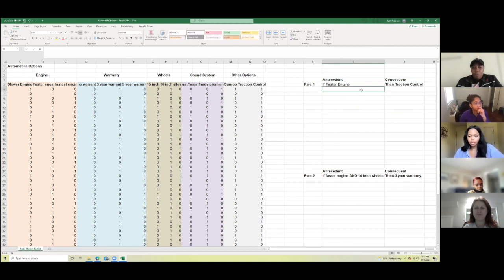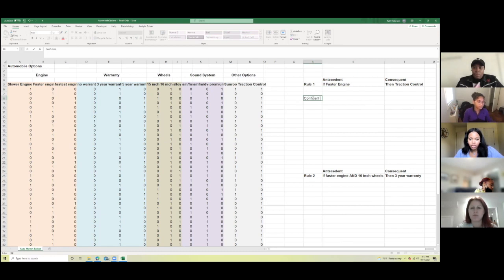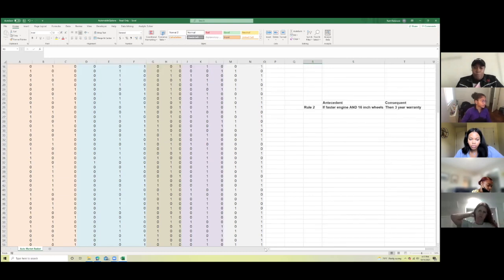I'm going to try to gauge where you guys are with this question. What are our first steps, or what do we do first? And for this question, we're trying to find confidence, support, and lift. First, I calculated the totals for each of the columns. That sounds like a good plan. So let's do that.